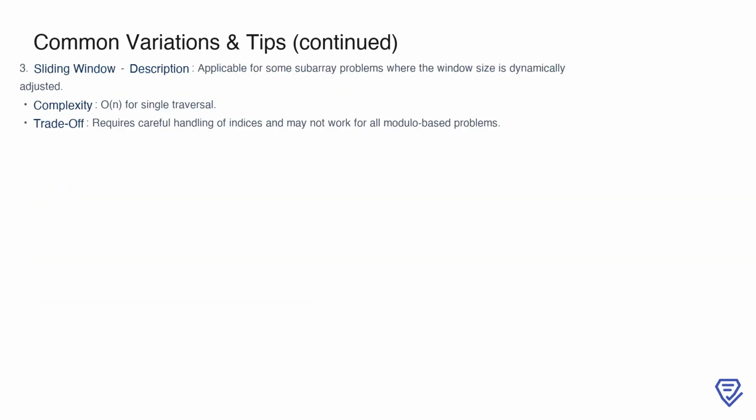Finally, the sliding window technique provides another effective approach for some subarray problems. This method dynamically adjusts the window size as you traverse the array, maintaining efficiency with a single traversal at O(n) complexity. However, it's important to note that sliding windows require careful handling of indices to ensure correctness. Additionally, they may not be suitable for all problems, particularly those involving modulo operations. Understanding when and how to apply these techniques is vital for crafting optimal solutions. By mastering these methods and variations, you'll be well prepared to tackle a wide range of subarray problems.